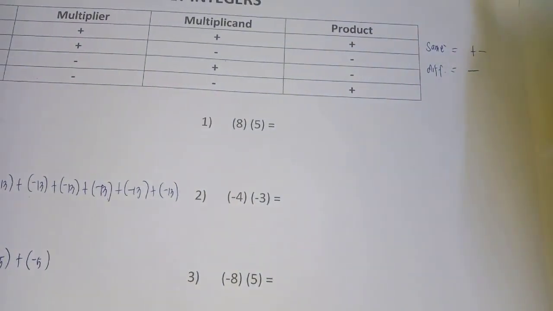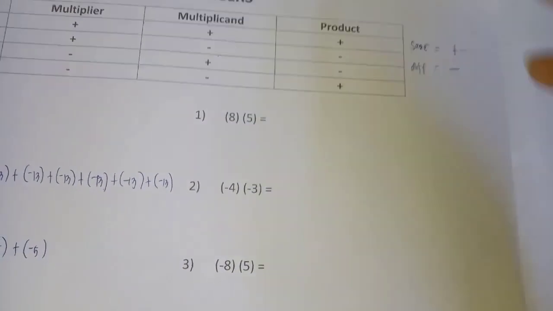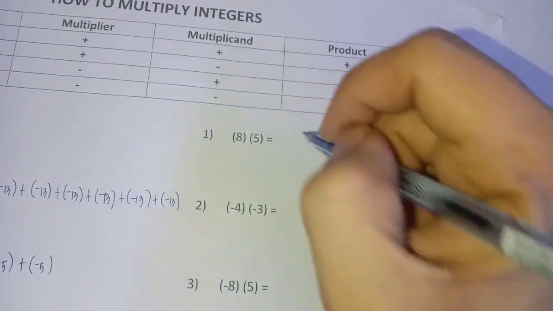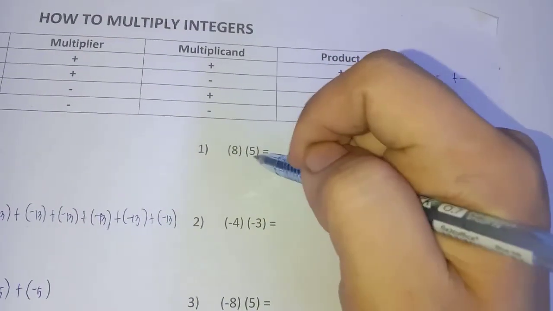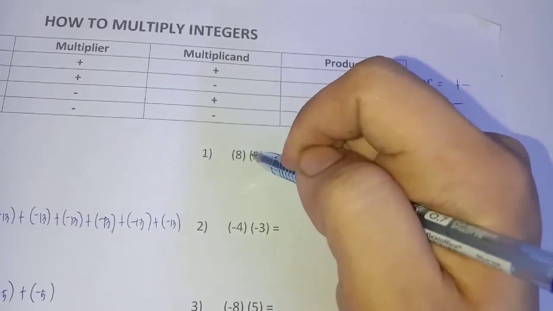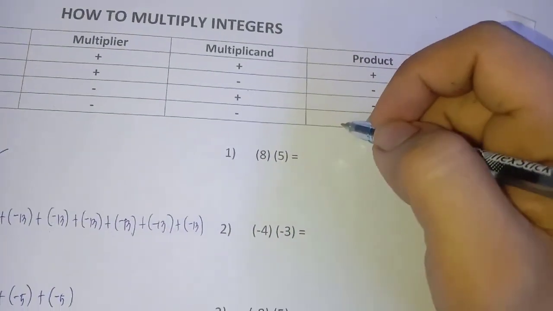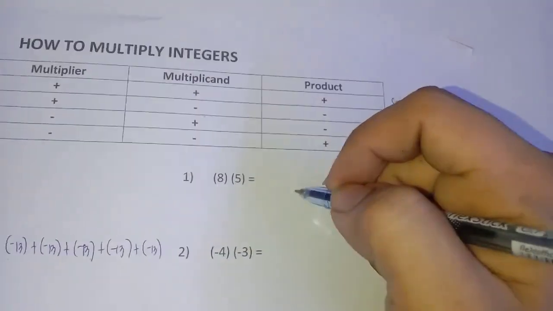Next example. We have 8 times 5. 8 times 5 can be rewritten as repeated addition, okay? Or you can directly multiply 8 and 5 kung alam nyo na. Again, sa mga nahihirapan, multiplication is a repeated addition.